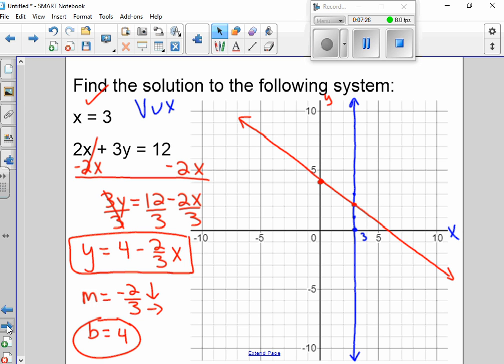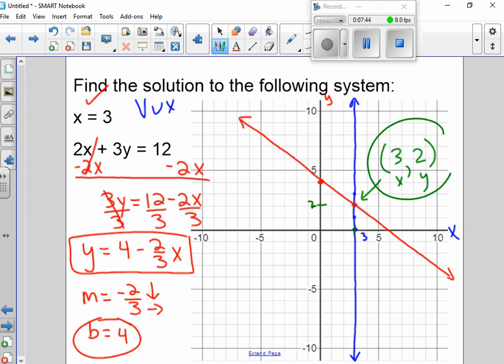Okay, and what I want to do is make sure I highlight what is the solution. So that right there, that point is over 3, right? So x is 3. And what's the y value? The y value is 2. Okay, so (3, 2) is the solution.